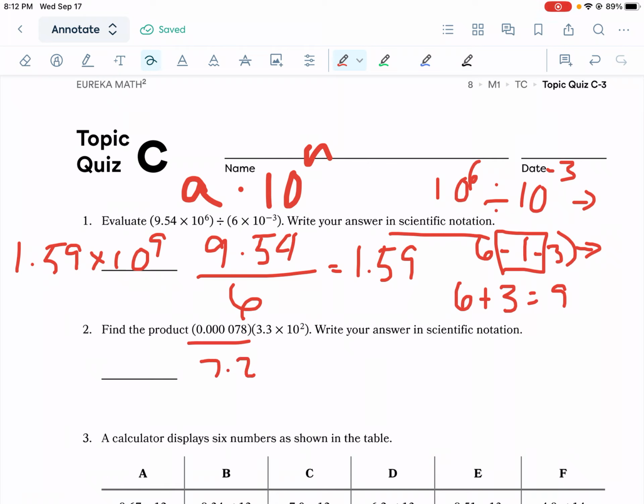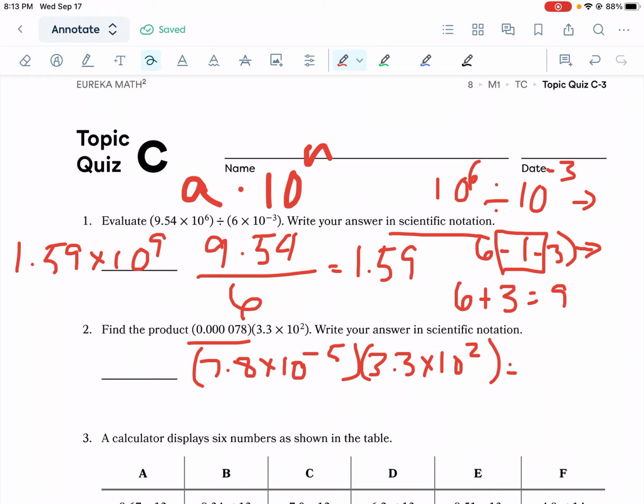The first thing you want to do is write this decimal in scientific notation. I'm going to give it to you right here. It is 7.8 times 10 to the negative 5. And then I'm just going to rewrite that 3.3 times 10 squared. Now there's 2 ways to solve this. I can easily break this up the same way that I did for number 1 and then multiply 7.8 and 3.3 together, which will give me 25.74.